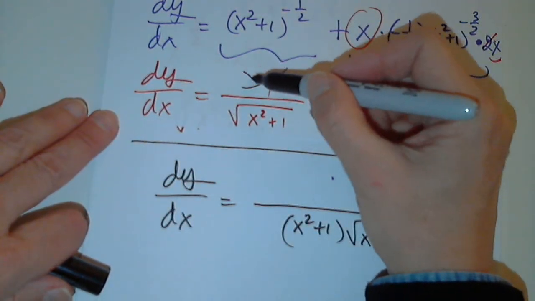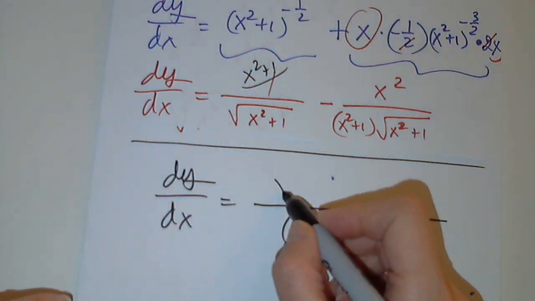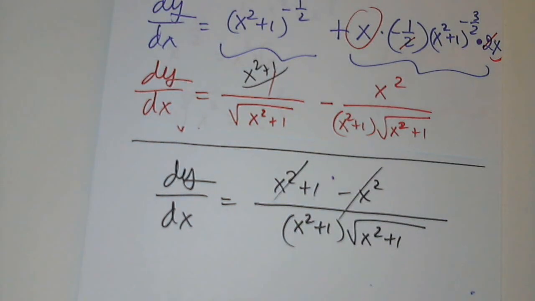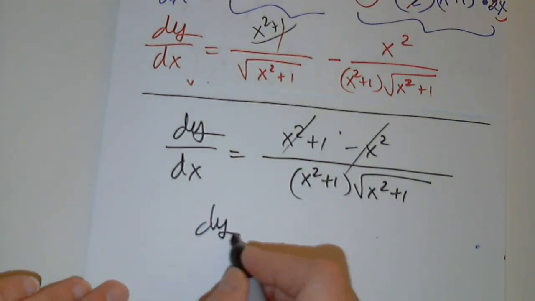Okay, so then this one needs an x squared plus 1, which I like very much. Look at that. So x squared plus 1 minus x squared, the numerator is 1, the denominator is that, and I'm done. So dy over dx.